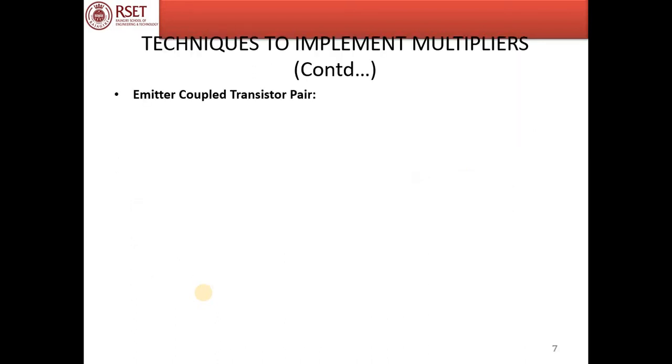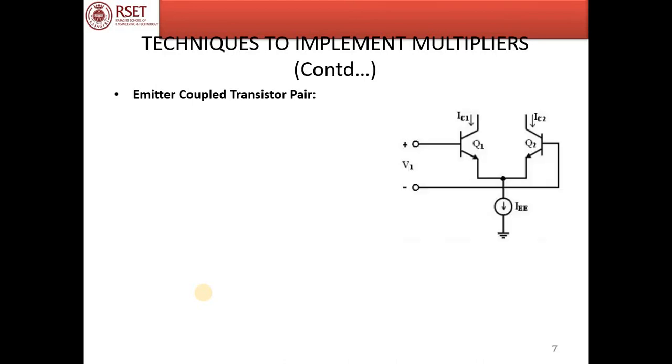Next technique is an emitter coupled transistor pair. The circuit is shown. This is the emitter coupled transistor pair. The emitters are joined together and IEE is the bias current for this emitter coupled pair. When you learn the large signal analysis of the BJT differential pair, you will derive the equation of IC1 and IC2 like this. IC1 is equal to the emitter current IEE divided by 1 plus e raised to minus the voltage applied to the base, V1, by the thermal voltage Vt.